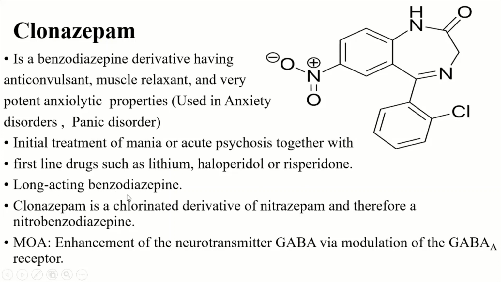This is a long-acting benzodiazepine with a longer duration of action, and it is a chlorinated derivative of nitrazepam, and therefore it is a benzodiazepine. It acts by enhancing the actions of gamma-aminobutyric acid, so it will potentiate the action of GABA. So these are the uses of clonazepam. Here there is the nitro group, which is in this particular position.